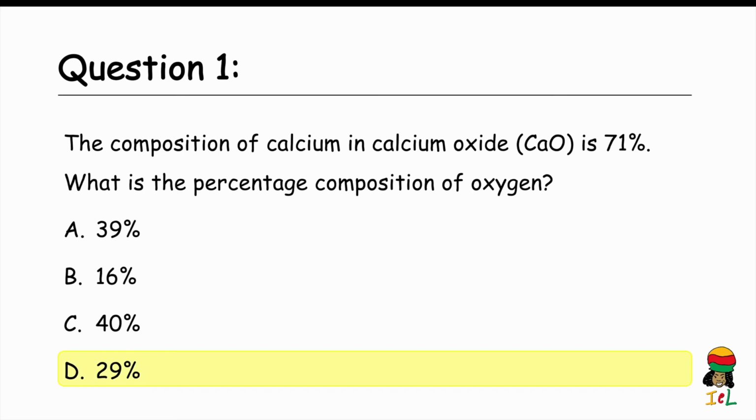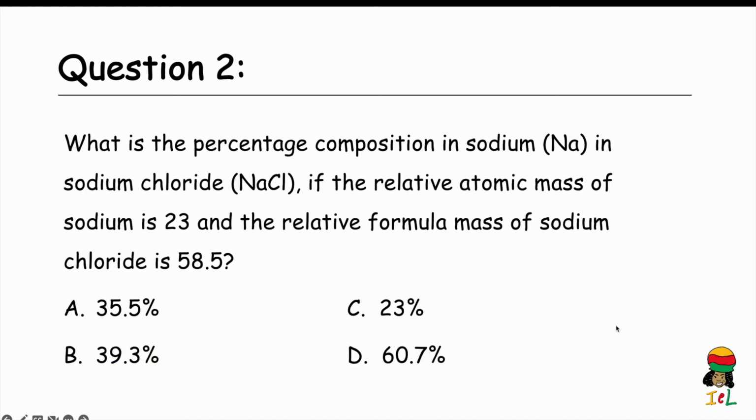The answer is D. 29%. How did we arrive at that answer? Calcium oxide consists of calcium and oxygen. The total percent composition for the compound is 100%, of which 71% is calcium. Therefore, if we want to find the percent of oxygen, we subtract 71% from the total composition of 100, and that gives us 29%.